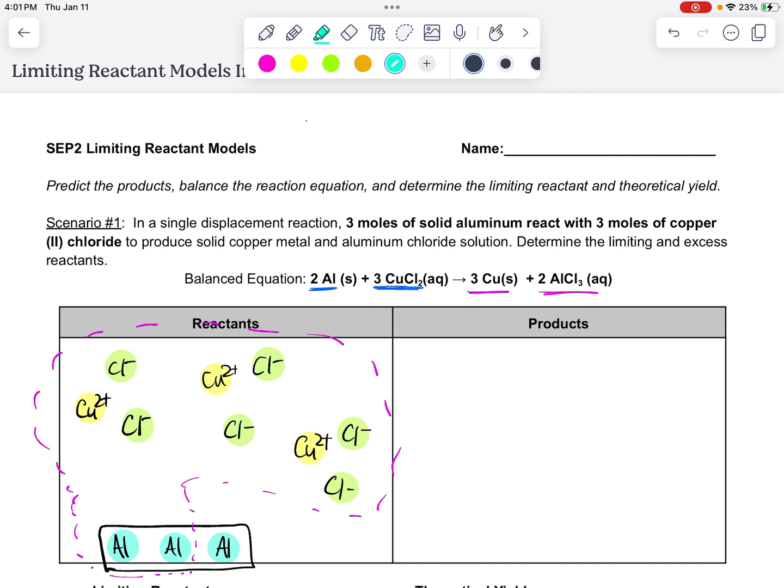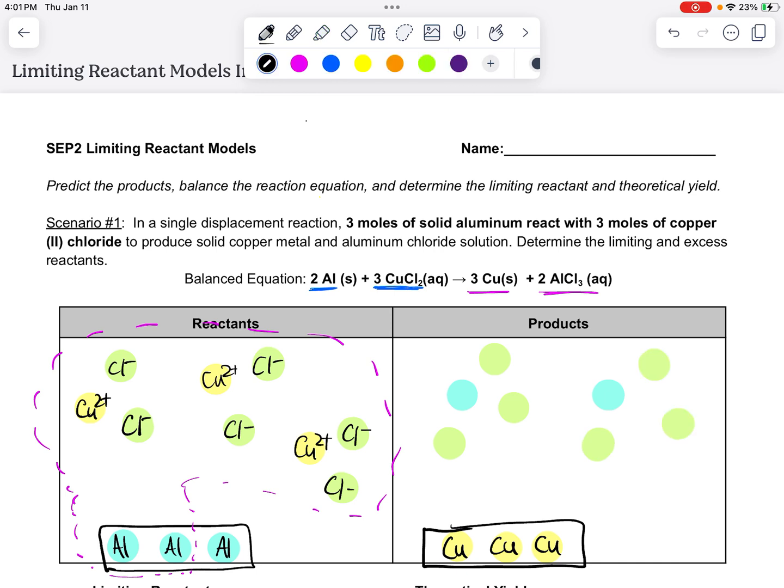Okay, so from that dotted partitioned area, I can make those products. So I'm going to go ahead and draw those in. My copper, I will make 3 solid coppers. That solid copper does not have a charge. And I am going to put a box around it to show that it's a solid. And then 2 aluminum chlorides. Now my aluminum chloride is a solution, so it will be floating at the top, and I will have 2 aluminums and 6 chlorides around them, right? So aluminum is Al3+, chloride is Cl-. So I need 3 of those Cl- to balance the charge of 1 Al3+.